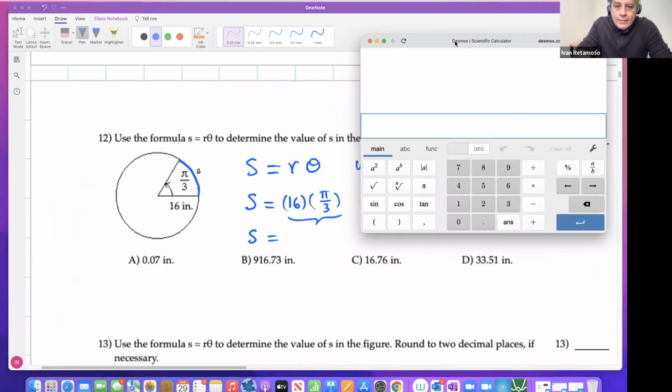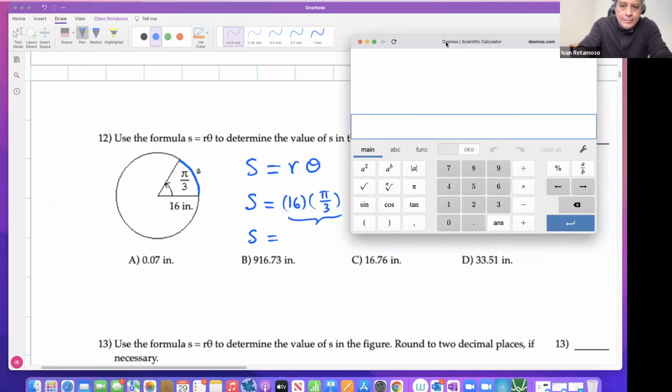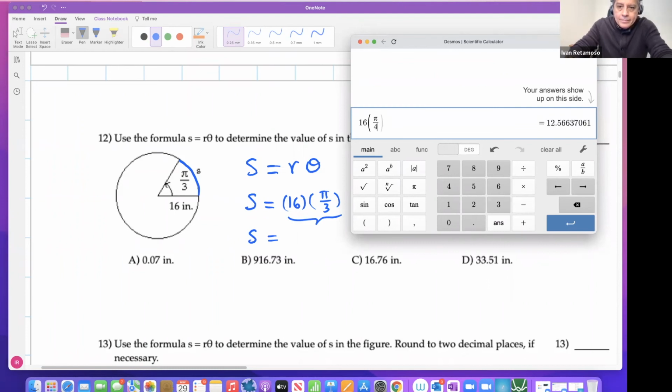All right, so we gotta do 16 times pi over 3, right? I just type pi for pi, but you can get it from here too if you want to. It's the same. And then the answer is going to be this 16.75, but because of this 5, since I'm rounding to 2 decimal places, it will be 16.76, right? 16.76.